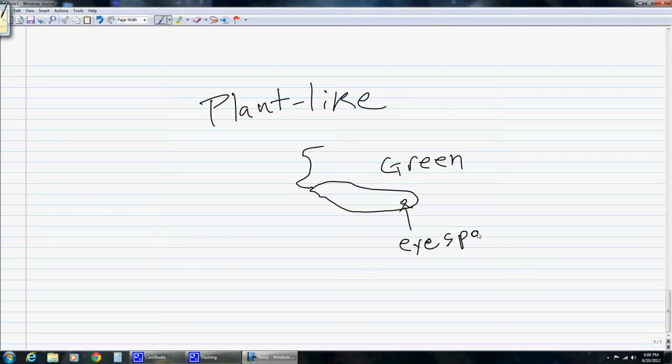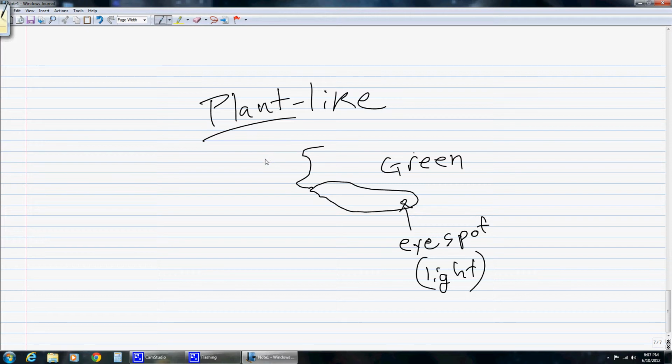And I don't want you to confuse it with an eye that we have where we can see images, see space and stuff like that. This eye spot's mostly just used to detect light. It can tell where light is. And that's extremely important for this thing because, again, there's a reason it's plant-like.